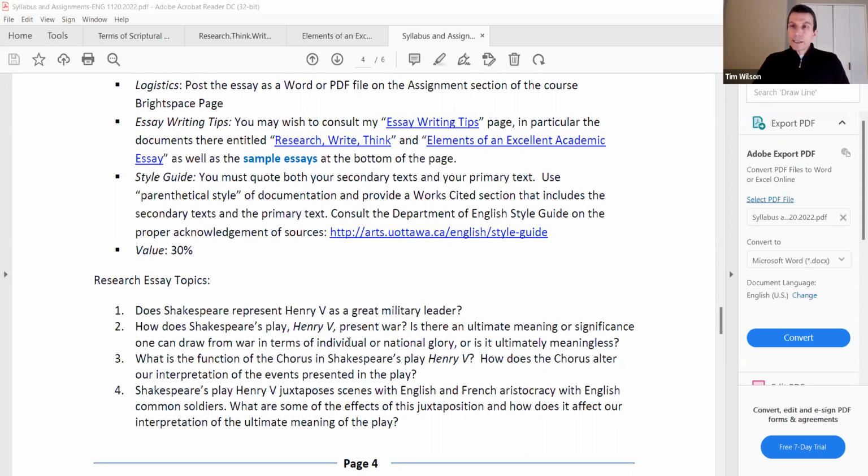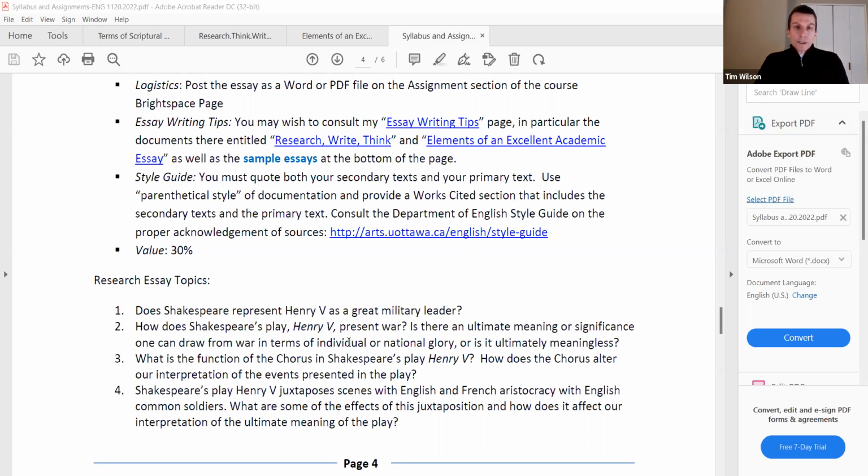What are the different depictions of his ability to rouse the troops, those types of things? What are we to take away from some of the speeches? Are we to see him as a great military leader or merely a tyrant? So there are a lot of different directions you could take.